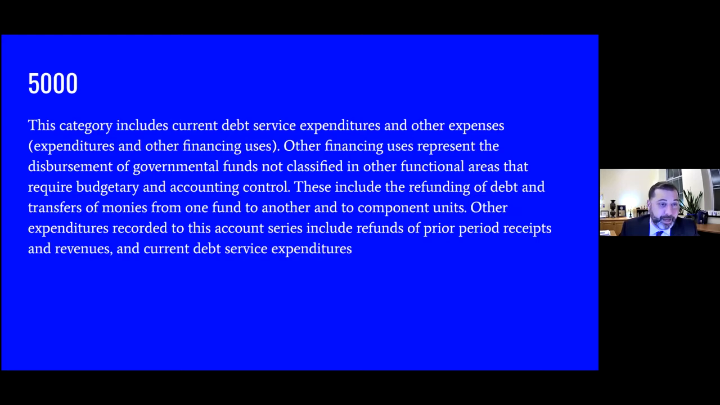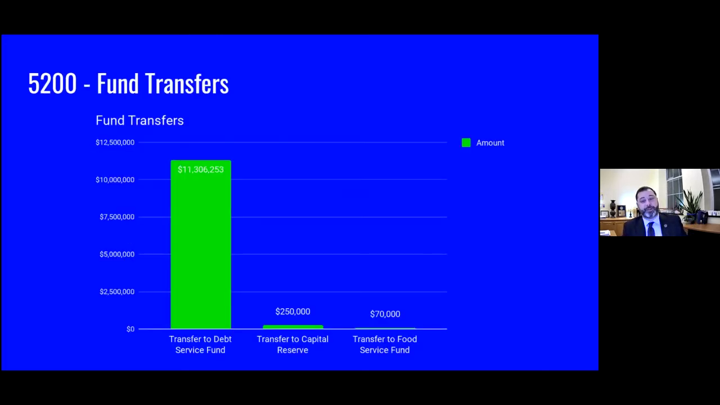Our 5,000 category, this is our current debt service expenditures. So this is our debt and any transfers to other funds. As you can see here, there's a new transfer on here and also a reduction in bond payments. Our bond payments were looking to be over $12 million next year.